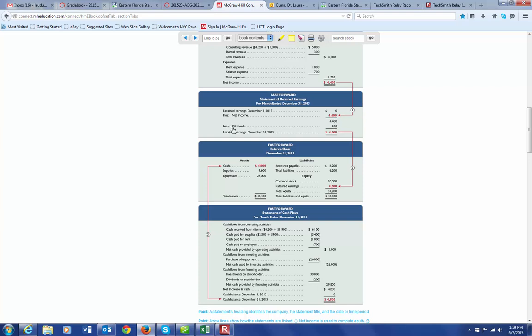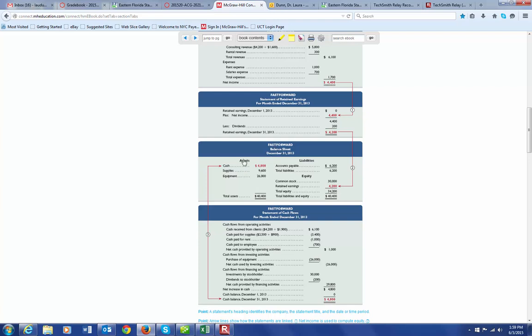But then there is a dividend being paid out of $200, so you have to subtract that. So the retained earnings at the end of this particular period is $4,200. Now, once you have done the income statement and then the retained earnings statement, you then use this information and it gets put onto your balance sheet.